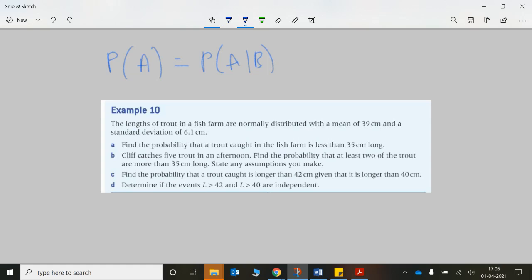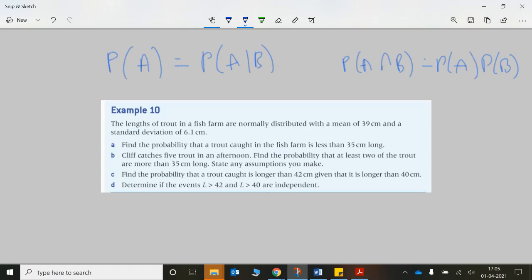And the second test for independence, or sort of an equivalent test, would be to say that the probability of A and B, or A intersection B, is the same as the probability of A times the probability of B. They're the same thing, okay? But for us in this case, either one you could use.